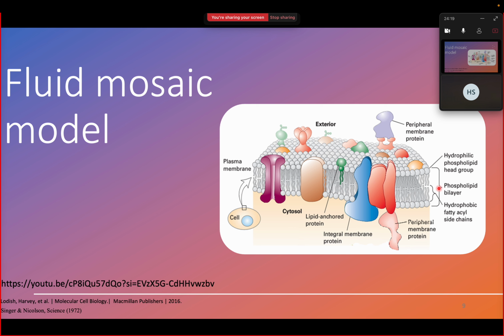So when we see the fluid mosaic model, as I have mentioned, this is a phospholipid bilayer. The head groups are the polar head groups, and they are hydrophilic in nature, while the tails are the acyl or fatty acyl side chains, and they are hydrophobic in nature. And you can see that there are different proteins embedded in the membrane itself. Correct? So there are different types of protein you can see.